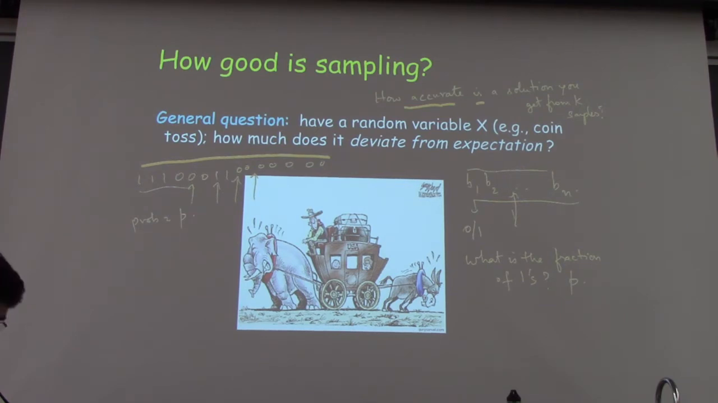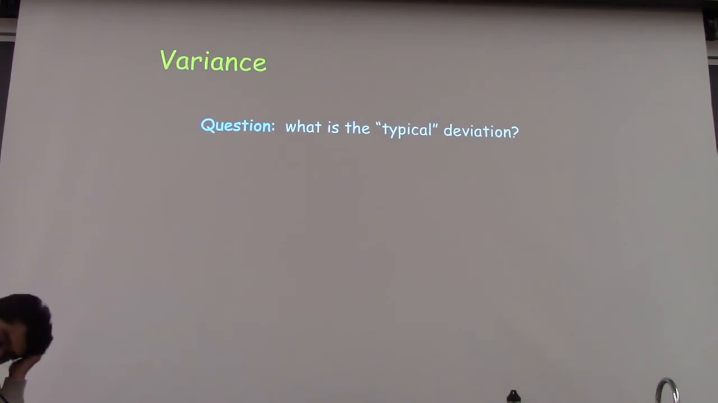Okay, so let's start by studying this question. An important notion when it comes to studying questions like this is this notion of variance. So what we are getting at is we have an estimator, which let's call it x. So x is a random variable, and it's our estimator for p.